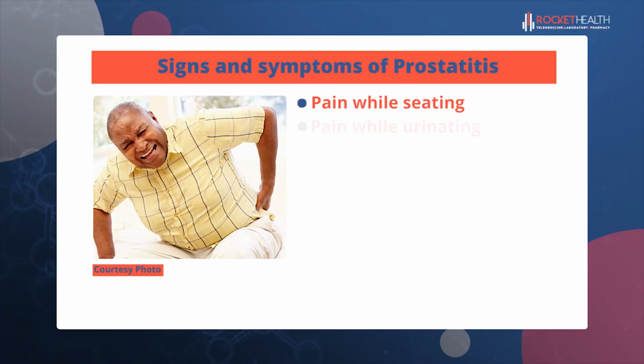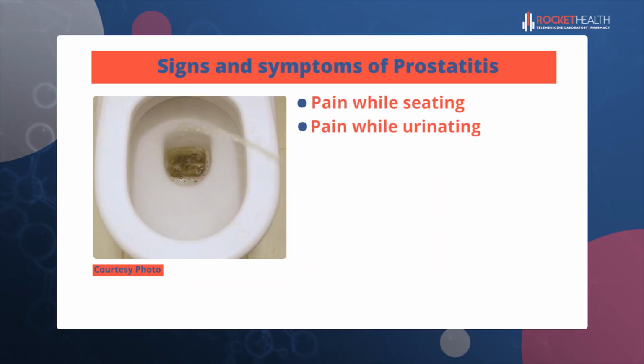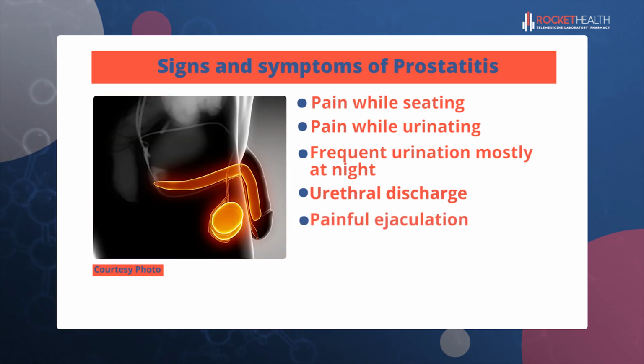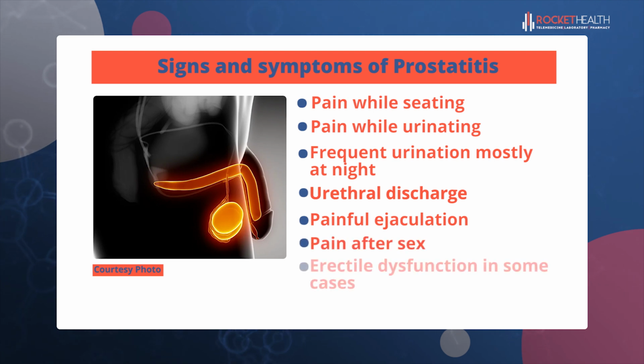So how will this patient present? The patient will be complaining of pain when they sit, they'll have pain when they're urinating, they'll be waking up in the night to urinate numerous times, they'll find themselves urinating a lot more than normal, they'll find discharge from the urethra or from their penises, they'll feel pain whenever they ejaculate, they'll have pain after having sex, and some of them will have erectile dysfunction.